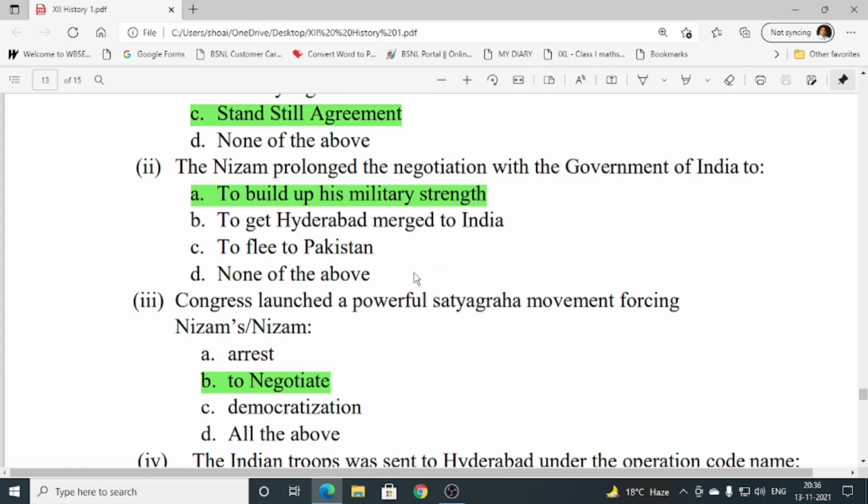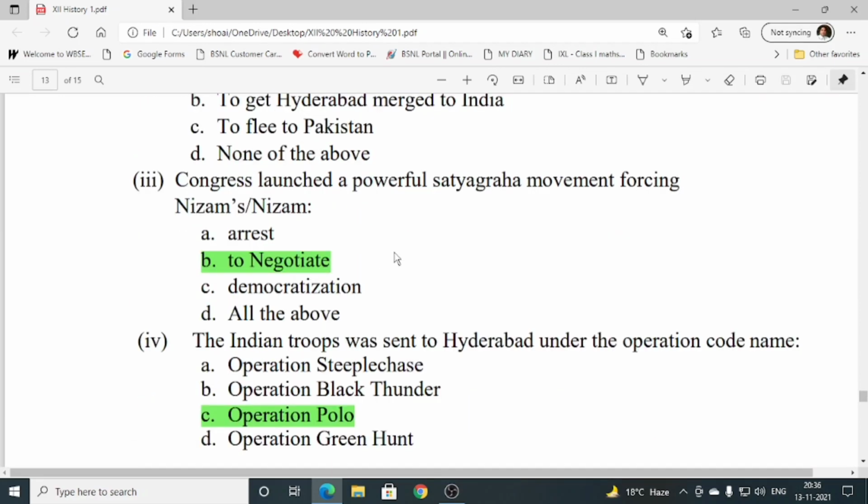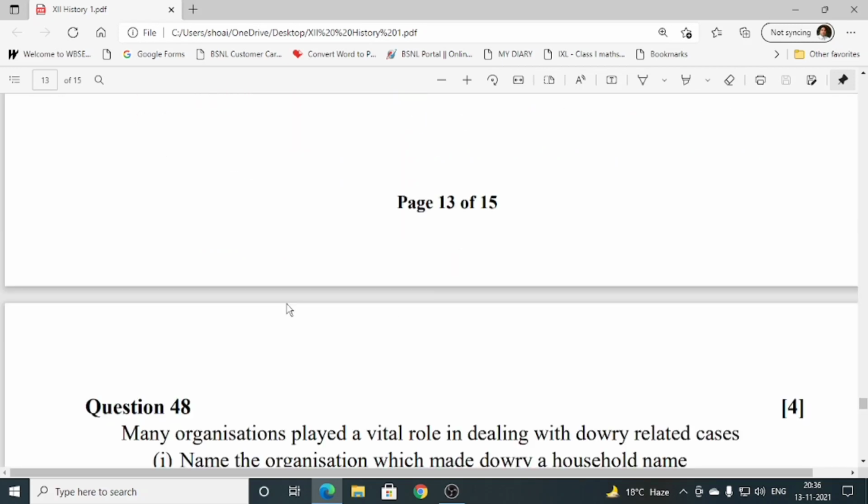Number 3, Congress launched a powerful Satyagraha movement forcing Nizam to negotiate, so that they can negotiate and join with India. Number 4, Indian troops were sent to Hyderabad under the operation code name Operation Polo. Okay, now the last 2 more pages are left.